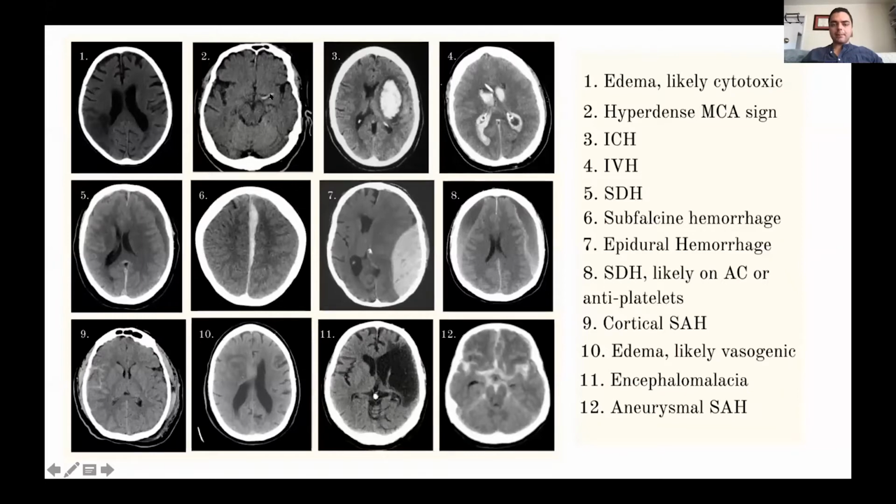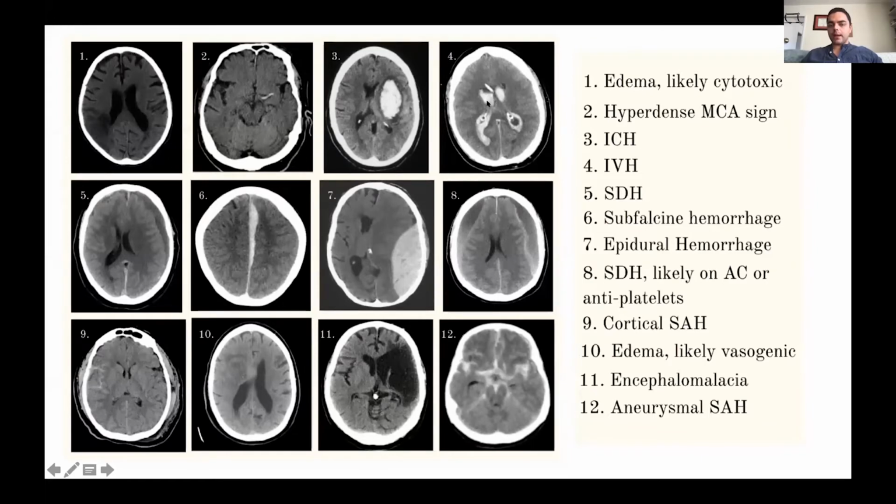a clearly asymmetric hyperdense sign here, and that's called a hyperdense MCA sign, which identifies that there's a thrombus, a clot here in the proximal MCA, which you will often see in MCA strokes. Here you see an ovoid hyperdense structure causing effacement of the surrounding sulci, mass effect around it, which is a term we use to describe just pressure on the surrounding brain, and that's clearly an intracranial hematoma.